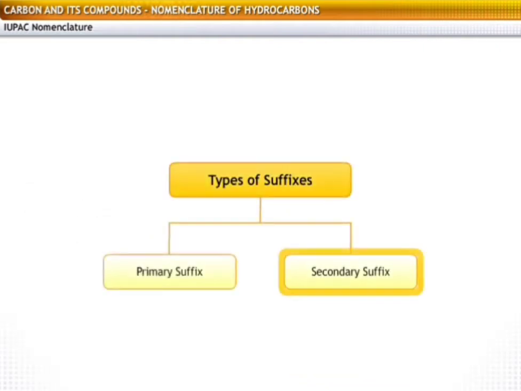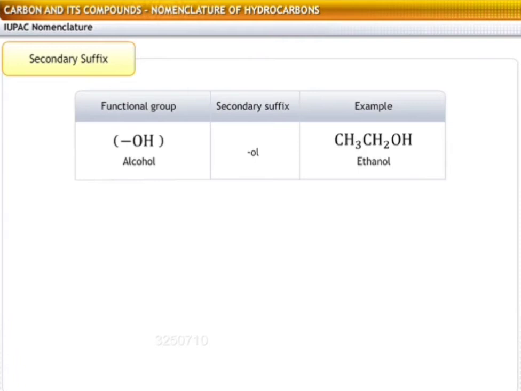A secondary suffix indicates the functional group present in the carbon compound. The terminal "e" of the primary suffix is replaced by the second suffix. The table shows examples of secondary suffixes. For example, a molecule of ethyl alcohol contains 2 carbon atoms, so the root word is eth.